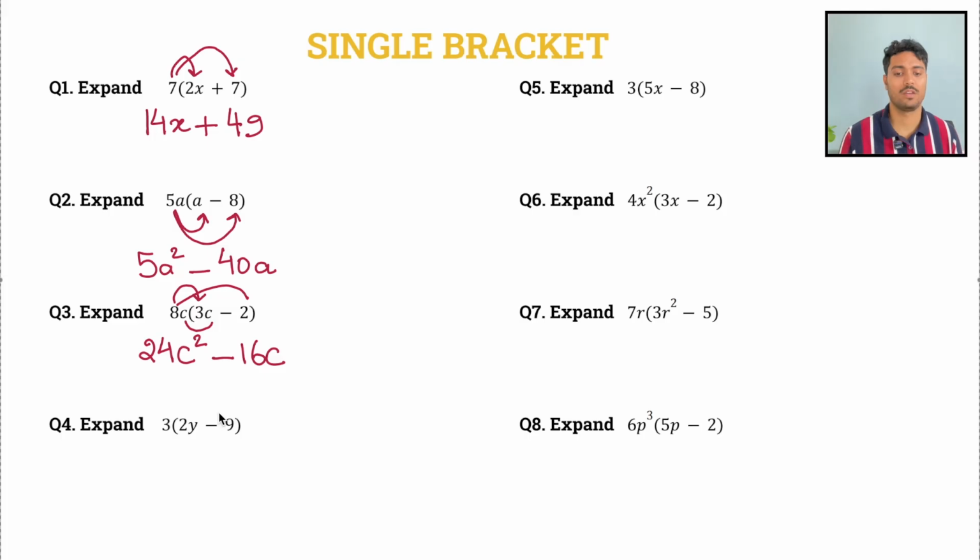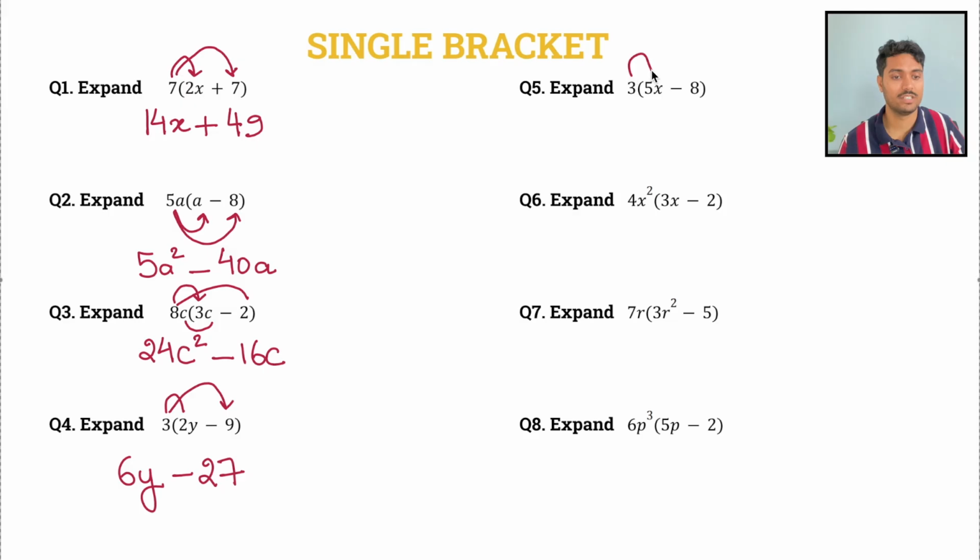Let's move on. Question number 4. Same approach. 3 will multiply by 2, so 3 2s are 6 with a y, minus first term with second term, so 9 3s are 27. That's the answer. You can also try, you can pause the video anytime and solve all the questions 5, 6, 7, 8, and then you can come back and check whether your answer is right or not.